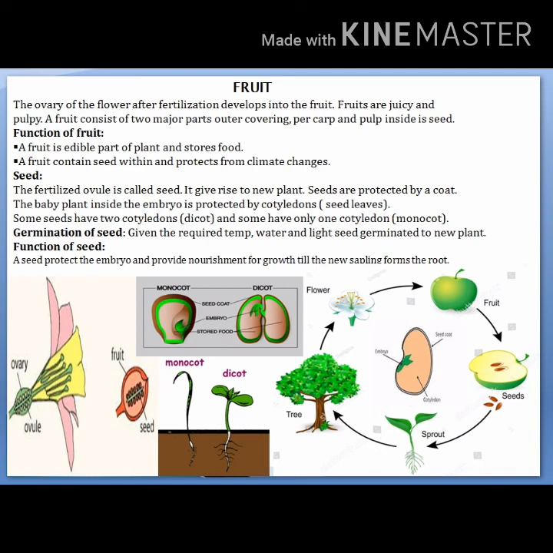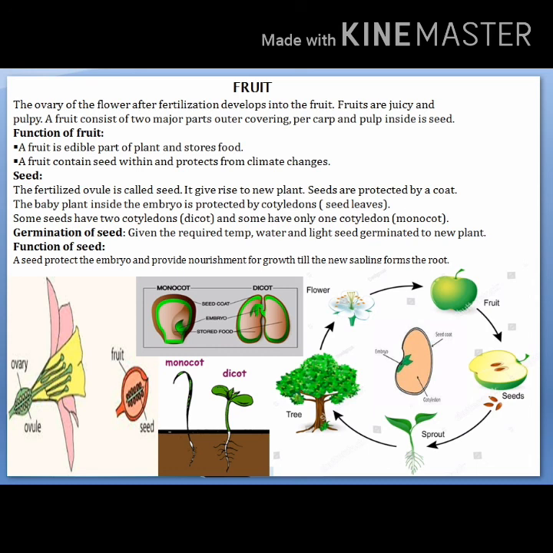Some seeds have two cotyledons. They are called dicot, and some have only one cotyledon, called monocot. Germination of seed: given the required temperature, water, and light, a seed germinates into a new plant. The function of a seed is that it protects the embryo and provides nourishment for growth. Students, a seed is protected by an outer covering called the coat, and as you can clearly see in the picture, monocot and dicot: monocots have one leaf and dicots have two leaves.